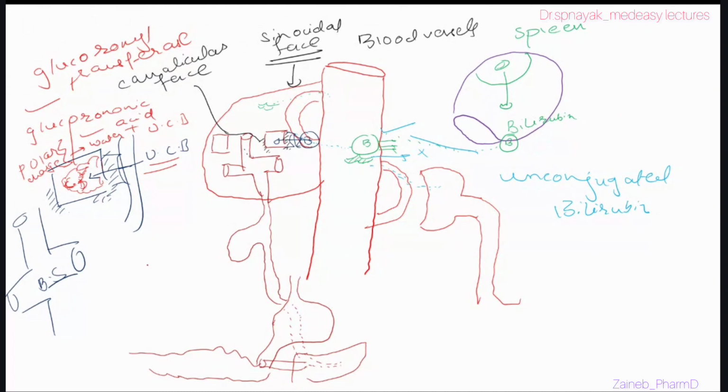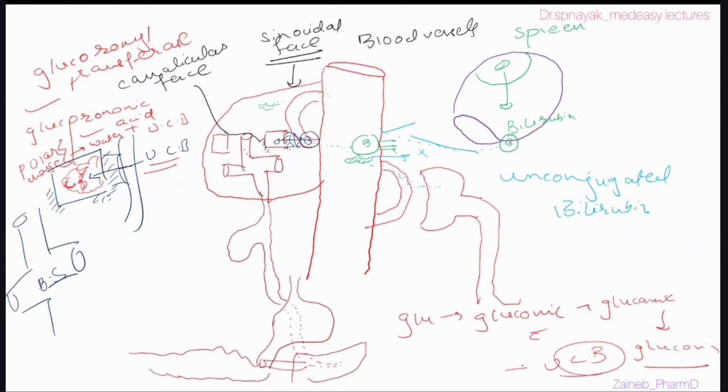Like for example, there is glucose. The glucose gets converted into gluconic acid. This gluconic acid will convert into glucaric acid, and this glucaric acid will convert into glucuronic acid. This glucuronic acid will bind to the unconjugated bilirubin and will convert it into conjugated bilirubin, which is highly water soluble. Okay.